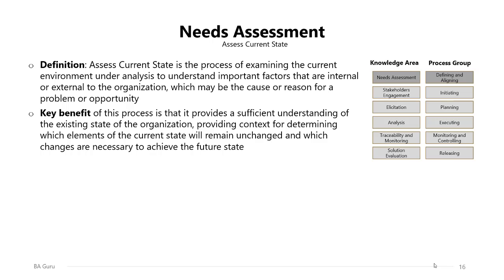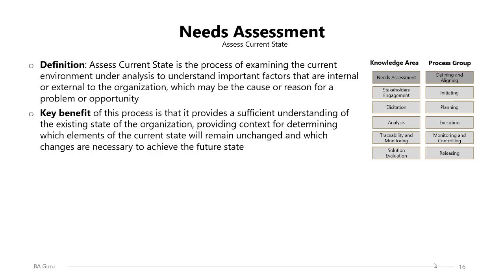The key benefit of this process is that it provides a sufficient understanding of the existing state of the organization, providing context for determining which elements of the current state will remain unchanged and which changes are necessary in order to achieve the future state. So this process actually is very important as it will support the development of the future state the organization is targeting or the organization wants to achieve.